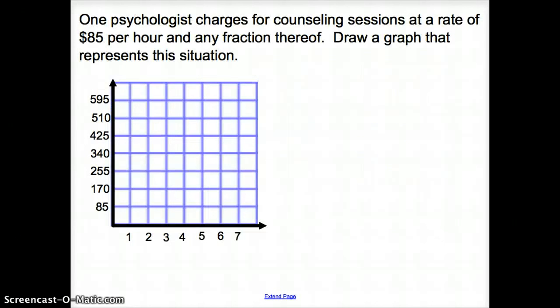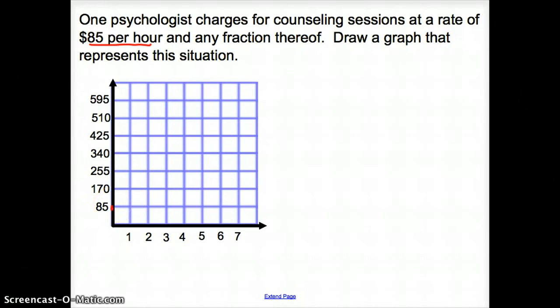Here we have a psychologist who charges a counseling session at a rate of $85 per hour and any fraction thereof. Now we're asked to draw a graph that represents this situation. Well, $85 per hour tells me no matter how long I go, I'm going to get charged $85.